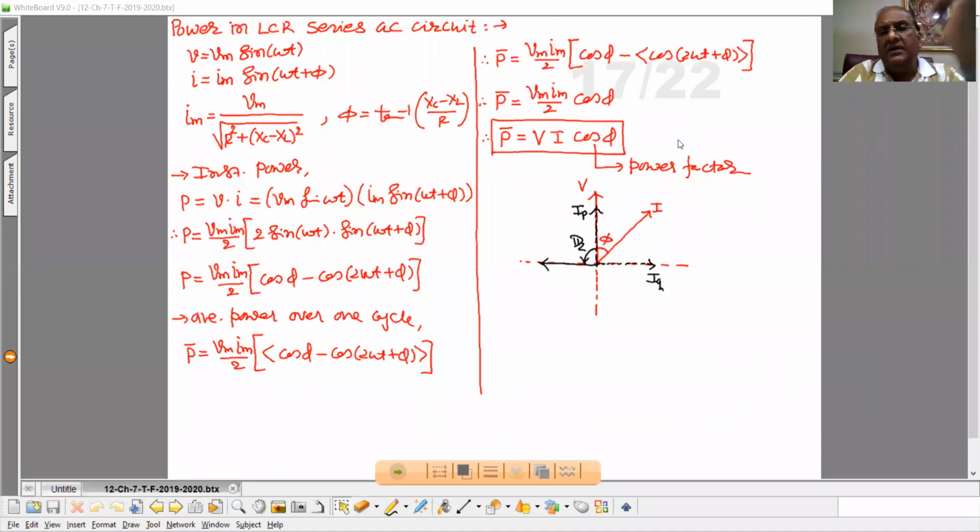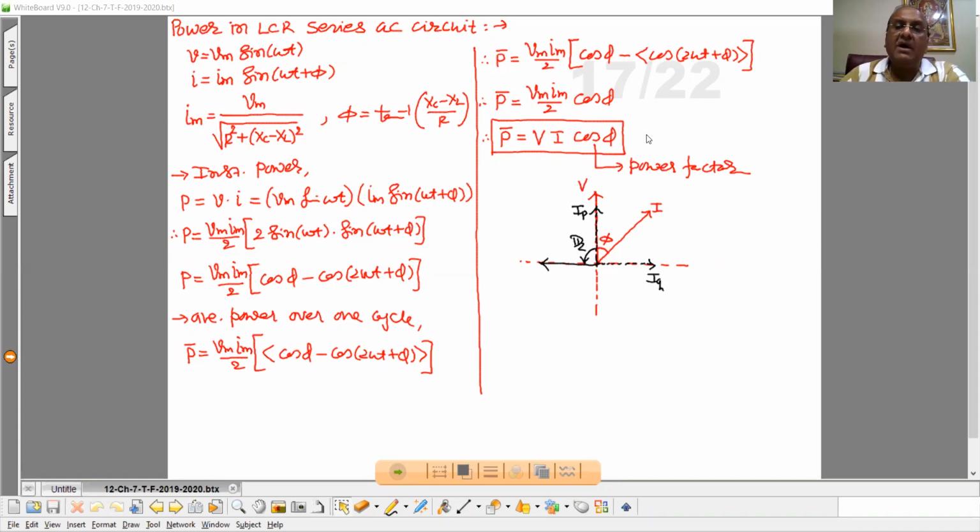Suppose the circuit is only the resistive circuit. It implies that inductor and capacitor are not connected in the circuit. So in that particular case, the phase difference between voltage and current is 0. So cos 0 will be equal to 1. So in that particular case, the power dissipation will be maximum.